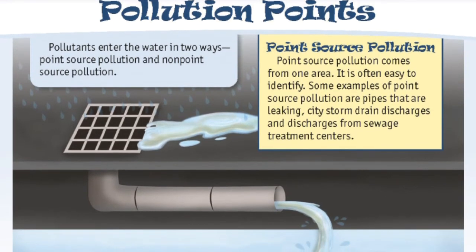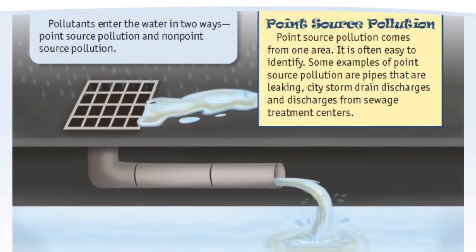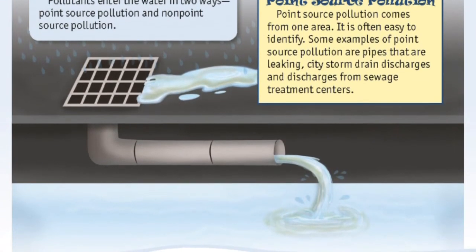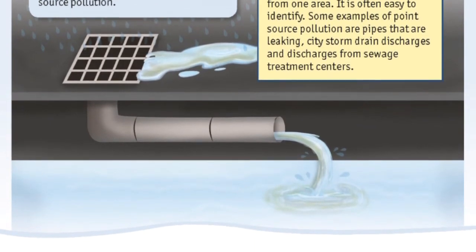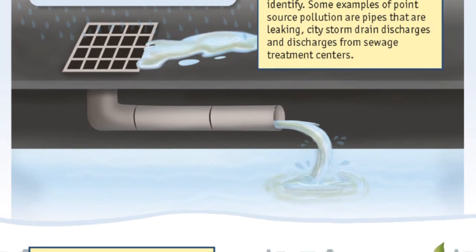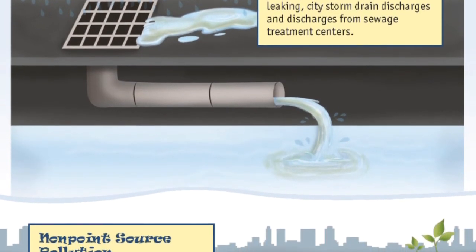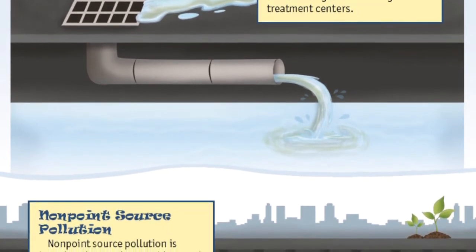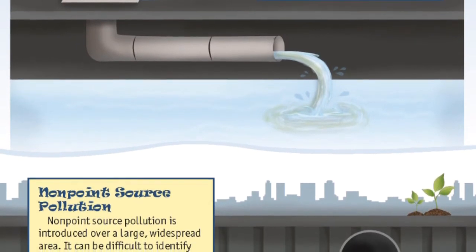Pollution points. Pollutants enter the waterway in two ways: point source pollution and non-point source pollution. Point source pollution comes from one area. It is often easy to identify. Some examples of point source pollution are pipes that are leaking, city storm drain discharges, and discharges from sewage treatment centers.